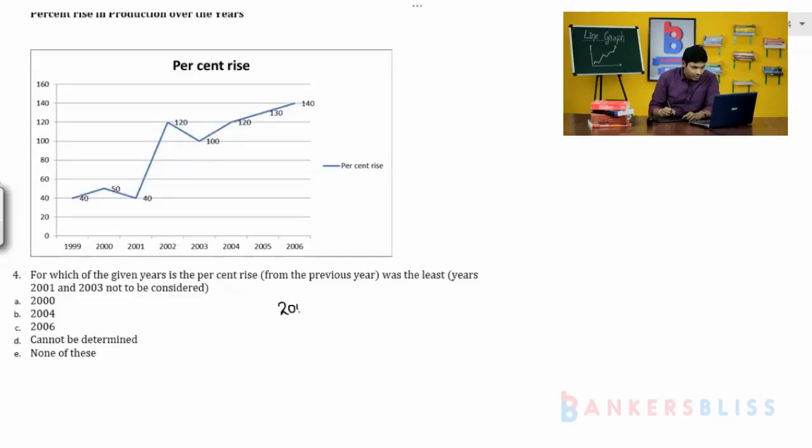See here, 2000. How much is it increased with respect to the previous year? If you consider 2000 data, it is increased by 10. So 50 minus 40, divided by the 1999 data, which is 40. That is equal to 10 by 40, which is equal to 1 by 4.